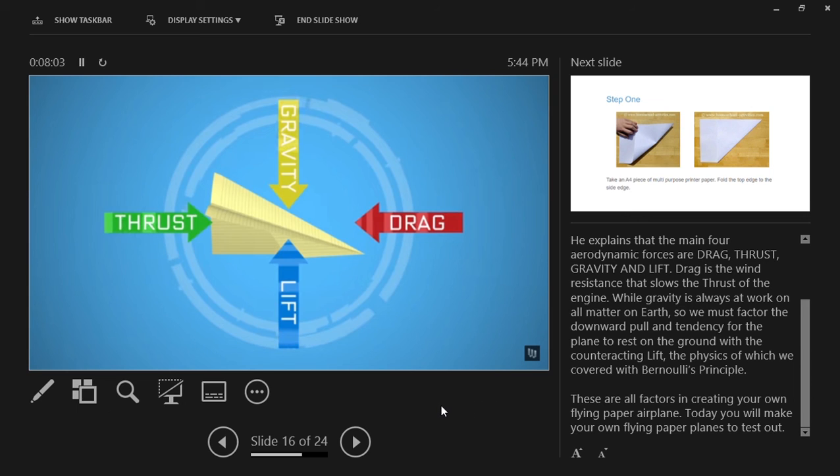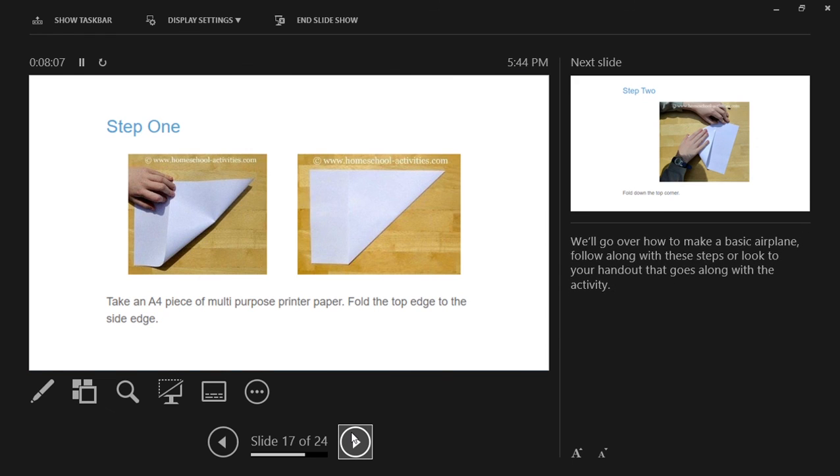Today you will make your own flying paper planes to test out. We'll go over how to make a basic airplane. Follow along with these steps, or look at your handout that goes along with the activity. And then they'll spend time going through this with them, and then they'll spend 20 minutes testing them out and actually building other ones.